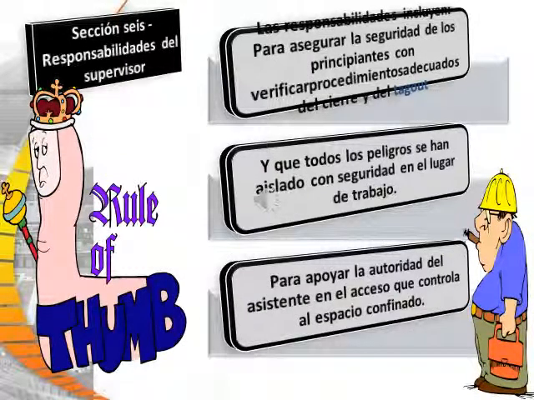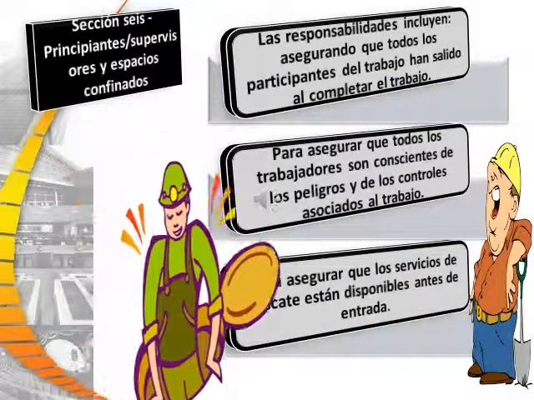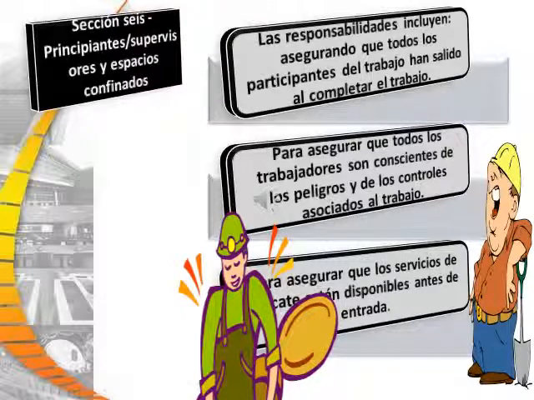Responsibilities include ensuring the safety of the entrance through verifying adequate lockout procedures have been followed, as well as all the hazards that have been securely isolated in the job site, supporting the attendant's authority in controlling access to the confined space. All are part of the supervisor's responsibilities. Responsibilities include ensuring that all work participants have exited upon completion of the job, assuring that all the workers are aware of the hazards and controls associated with the job, and assuring that rescue services are available prior to the entry.